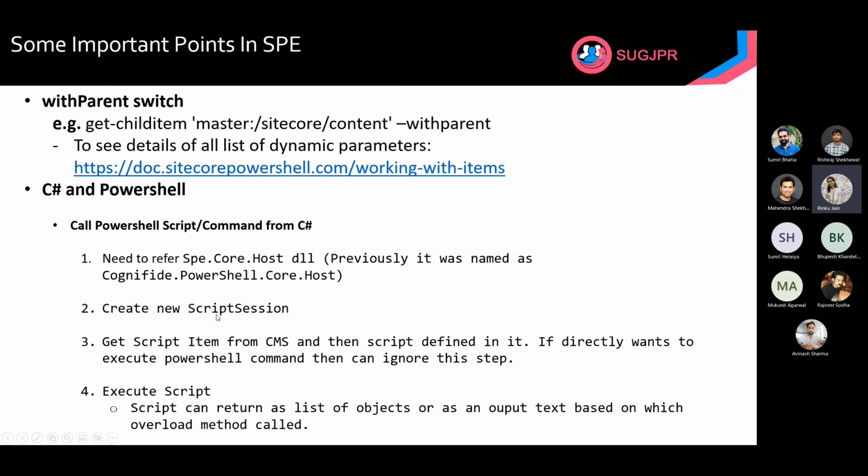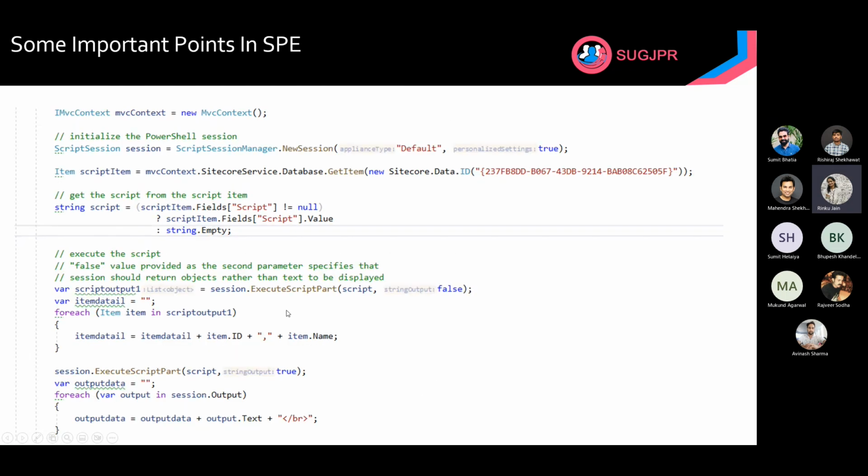The second step is we have to create the script session. The third one is, if we are having a script item, we have to fetch that and its script. And if you're not having a script, but you simply want to execute some PowerShell commands, you can do that too. In that case, you can ignore the script and directly give the command. The fourth part is you can directly execute that particular script. After that, you can utilize the result of that. Okay, so we'll see the example of it.